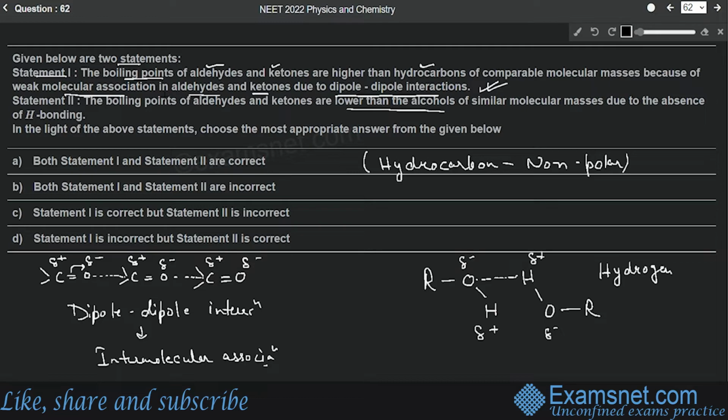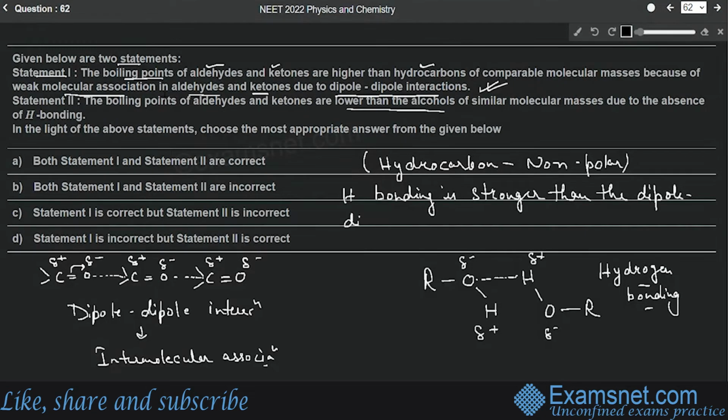So in the previous case, that means in the aldehydes and ketones, there was dipole-dipole interaction, whereas here there is hydrogen bonding, and we know that hydrogen bonding is typically stronger than the dipole-dipole interaction. Got it?